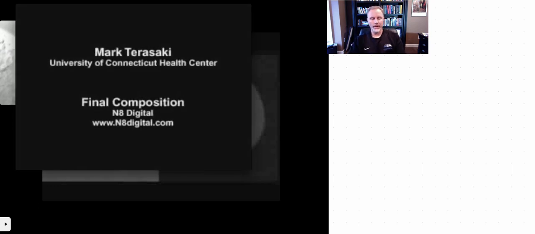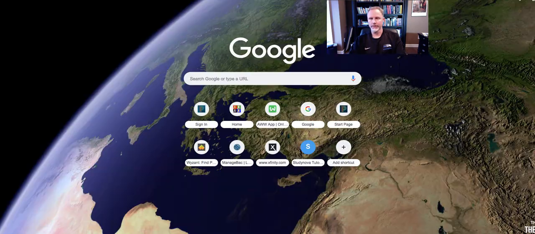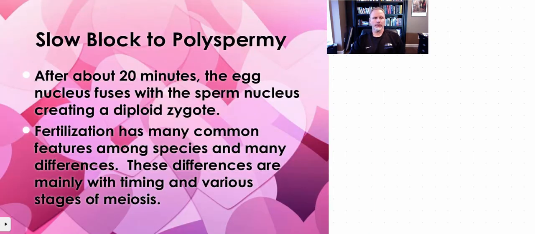Okay, so that pretty much shows you exactly what we were talking about with regard to the formation of the fertilization envelope and how this entire process occurs. After about 20 minutes, the egg nucleus fuses with the sperm nucleus, and this is what's going to create the diploid zygote.